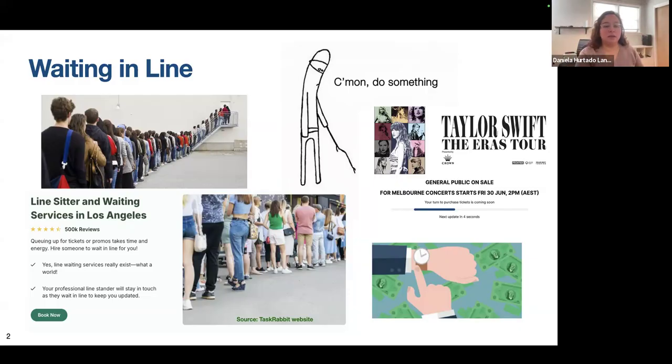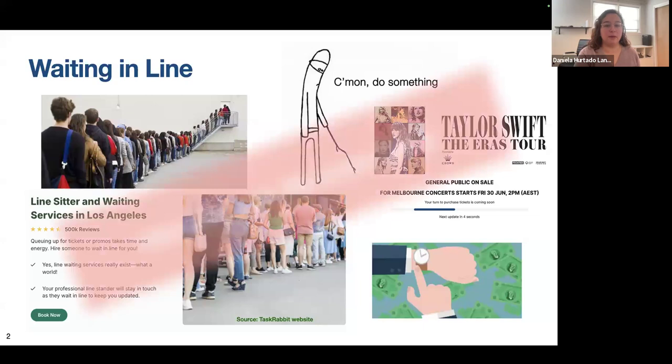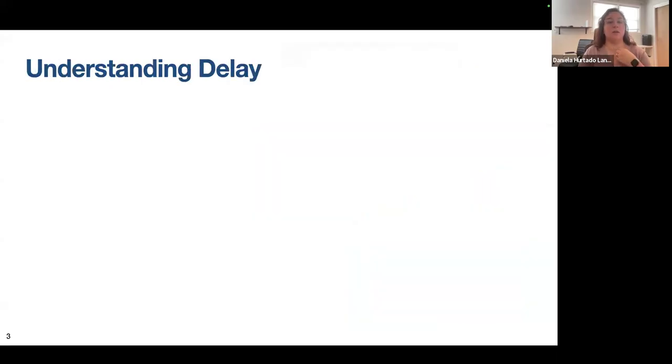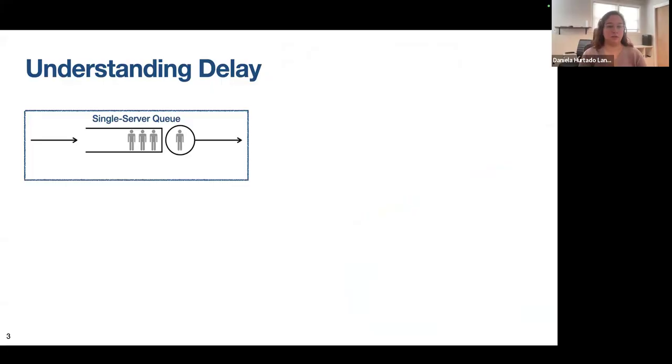So all that intro is to say that my ultimate goal, and I guess the ultimate goal of a few people in the audience today, is to minimize delay in a variety of settings where we wait. And of course, delay is a very complicated object. So today we're going to be focusing on one step before minimizing, and we're going to be looking at how we understand delay. So let's start with the simplest possible system, a single server queue.